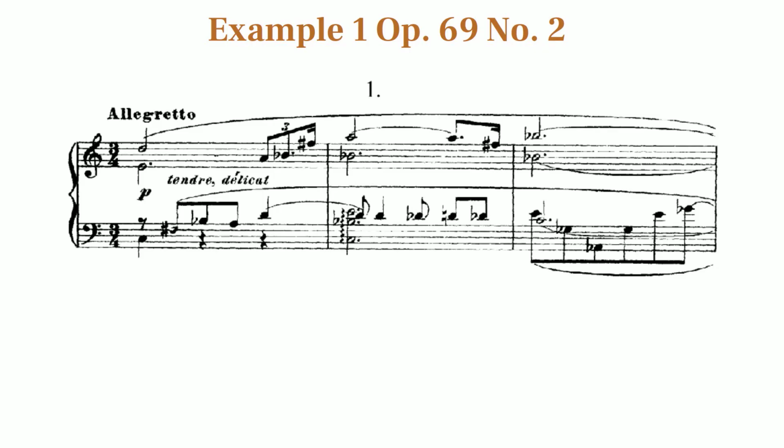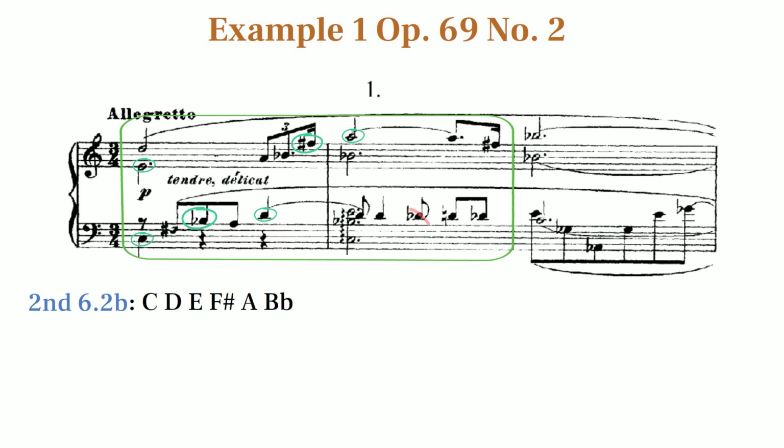While we don't have a mystic set played simultaneously as a chord, when we analyze the pitches spread across the first 2 bars, we get the second mode of 6.2b, C, D, E, F sharp, A, B flat. We omit the D flat like we would in a tonal analysis because it's functioning as a lower neighbor non-chord tone.